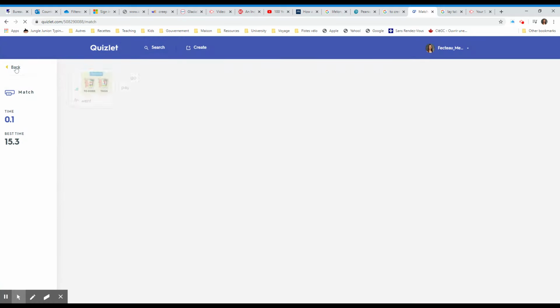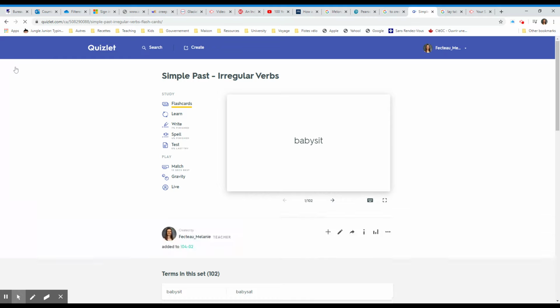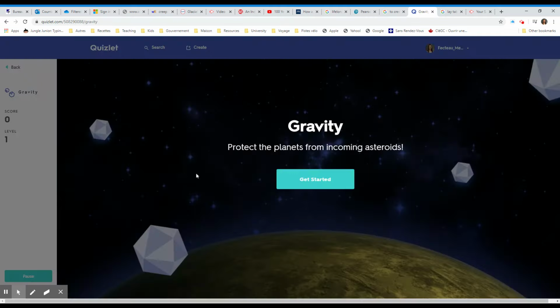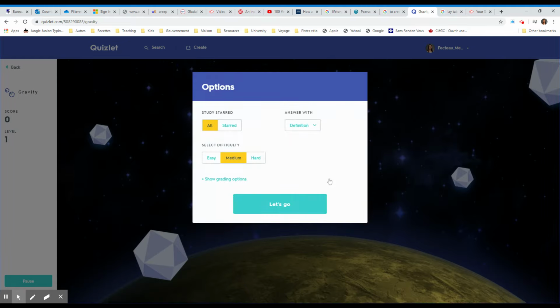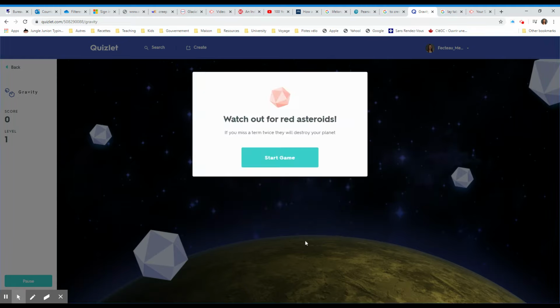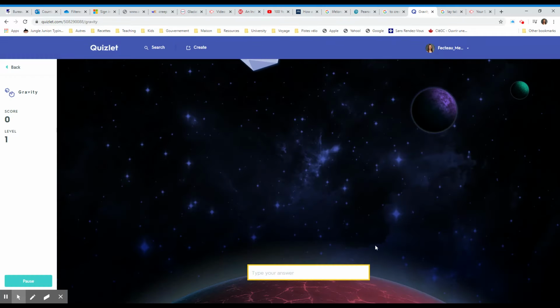You also have a game in which you have to avoid asteroids. It's called Gravity. You have to be fast, but actually, medium is not too fast. I'm going to show you with hard. You have to be ready and be quick, because the asteroids, it's not that quick. You have plenty of time. Okay, no, they're coming quick.